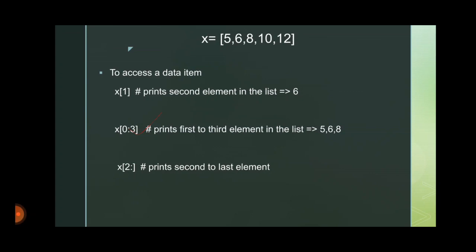Next method is x[2:], from index 2 to the end of the list. X[2:] means, see, x[0] is 5, x[1] is 6, x[2] is 8, then 8, 10, 12. Up to the end, the elements get printed. Okay.